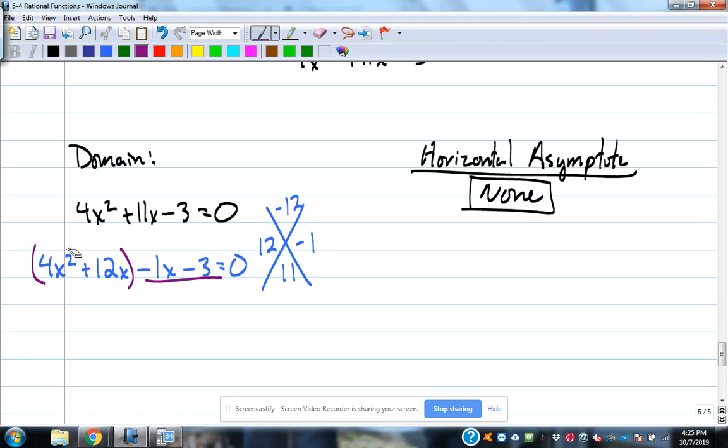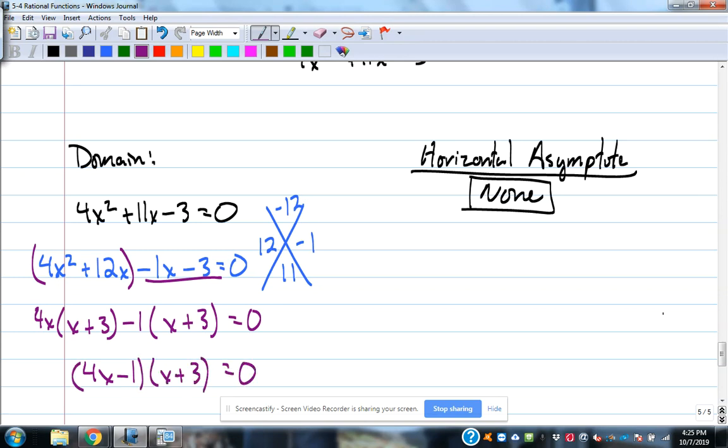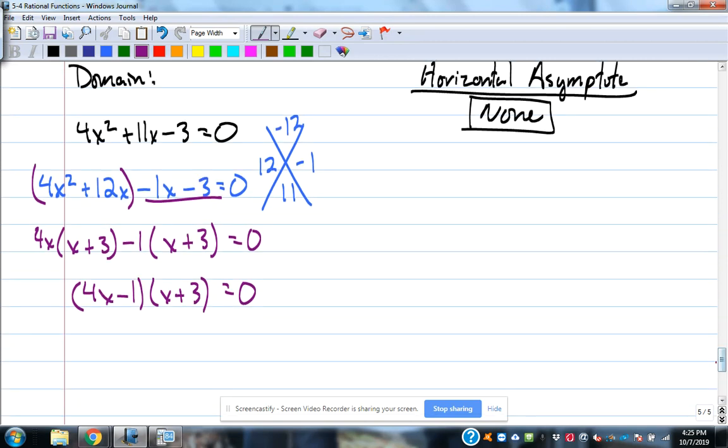Okay. And then GCF is 4x, leaves x plus 3. GCF of the second group is negative 1, leaves you x plus 3. So we get these factors, 4x minus 1 and x plus 3. Okay, so that's going to be kind of handy. We set those equal to 0 and solve to get the things x cannot be. So x can't be 1/4, x cannot be negative 3.